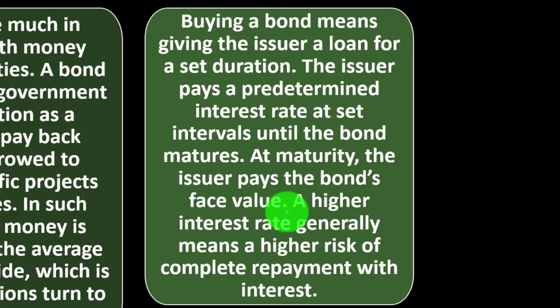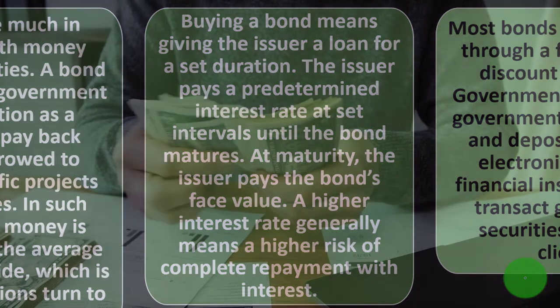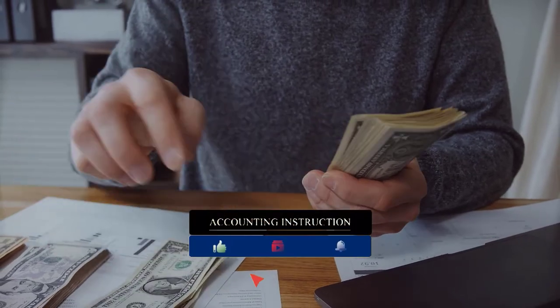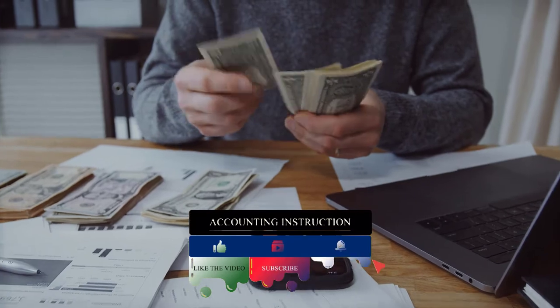A higher interest rate generally means a higher risk of not receiving complete repayment with interest. Meaning if you buy a government bond, it's probably going to have a lower interest rate because you have less risk with regard to default of the bond.